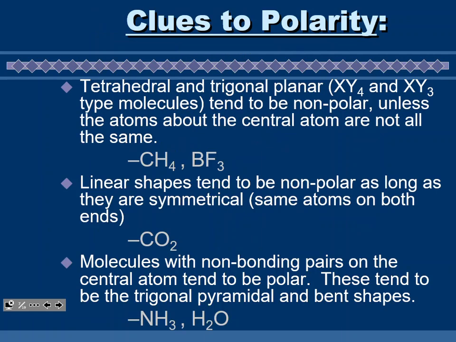Okay, clues to polarity again. Tetrahedral and trigonal planar molecules are going to be nonpolar if their ligands are the same. Okay, linear shapes tend to be nonpolar as long as you have symmetrical ligands, the same kind of ligands, like CO2 there. Molecules with lone pairs, like trigonal pyramidal or bent shaped ones, are always going to be polar because the lone pairs throw off the symmetry.